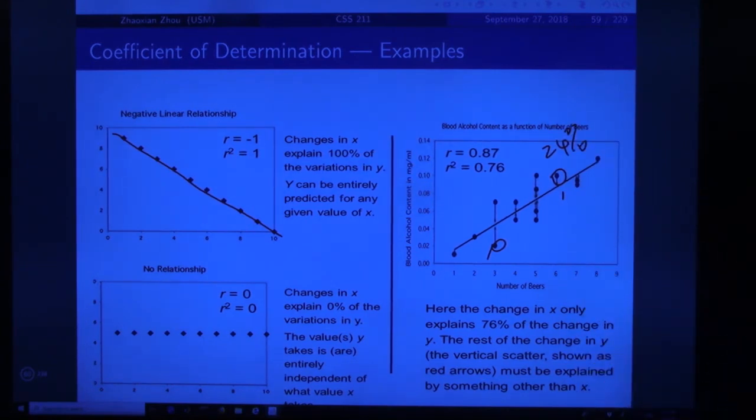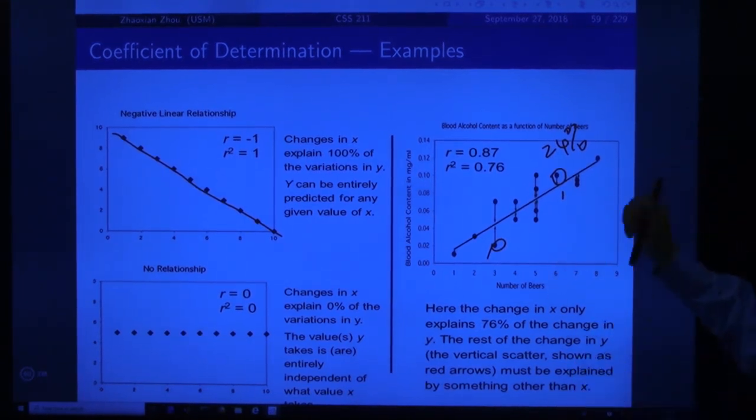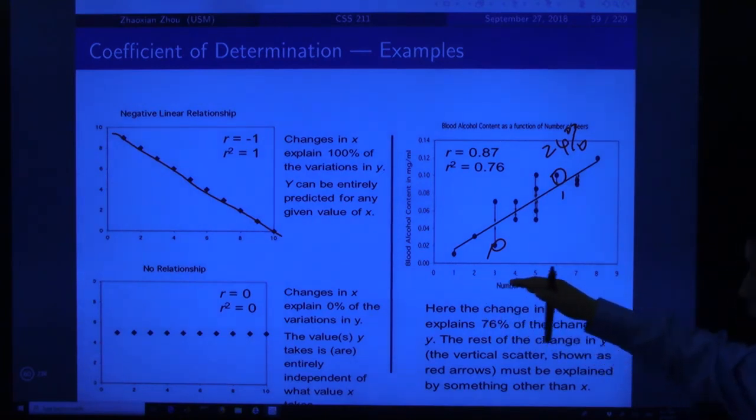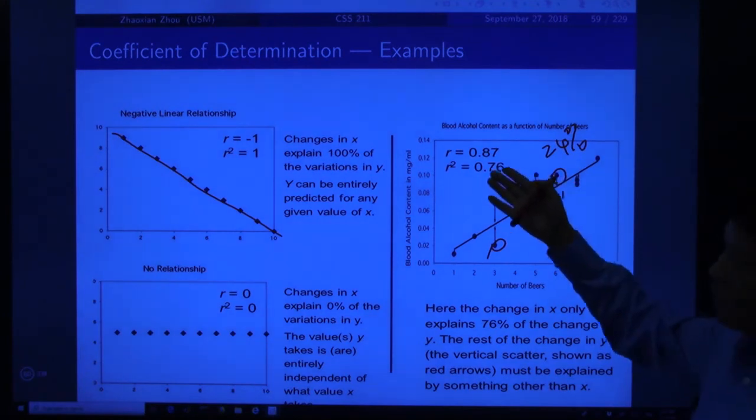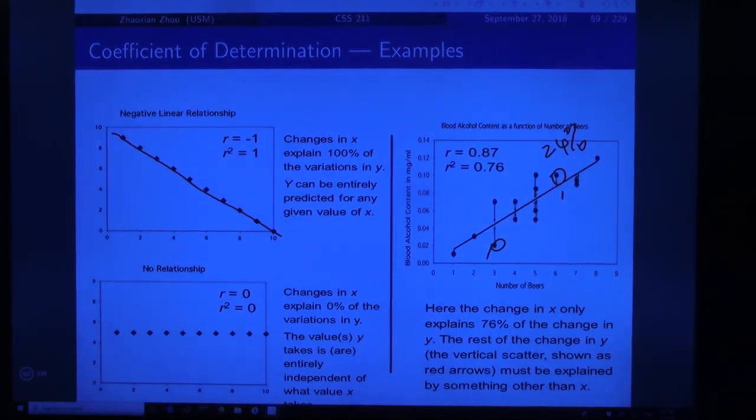You may ask, what kind of other reasons? Okay, maybe mistakes in the measurement, or maybe some other significant factors we want to try to find. But anyway, it's not because of the variance in x. The other 24% cannot be explained by the variance in x. The variance in x can only explain 76% of the variance in y.